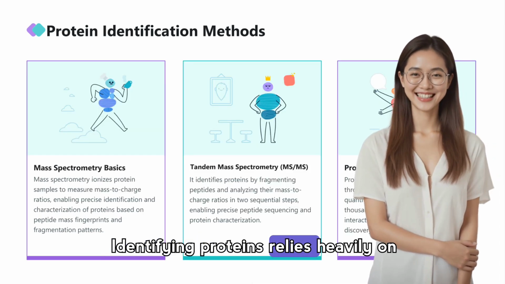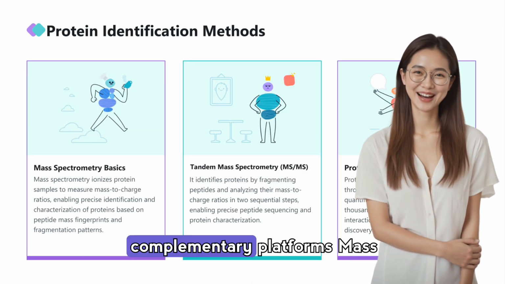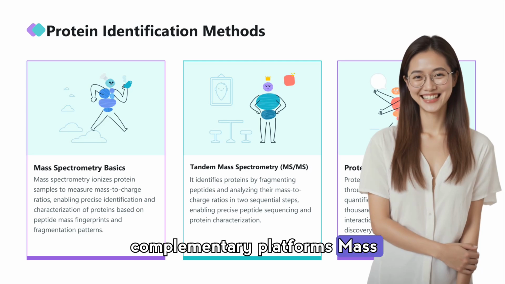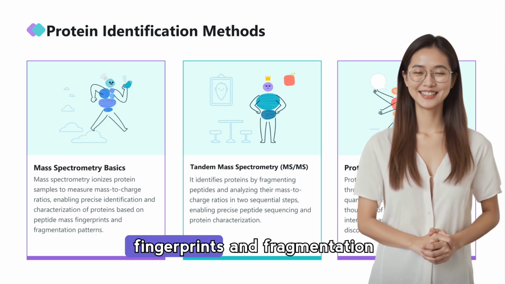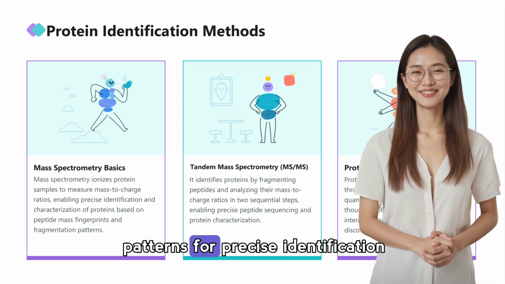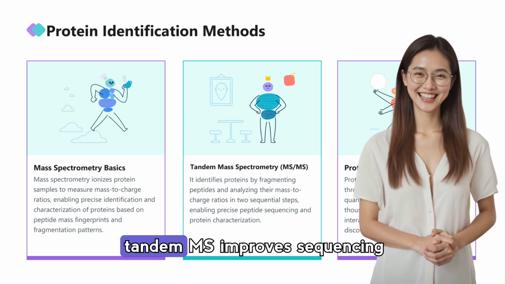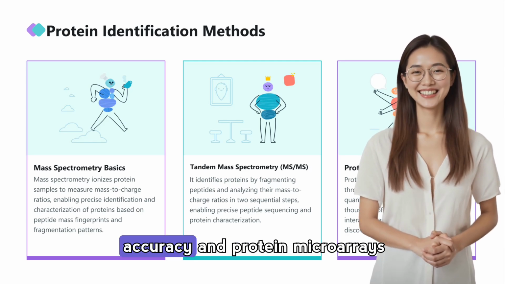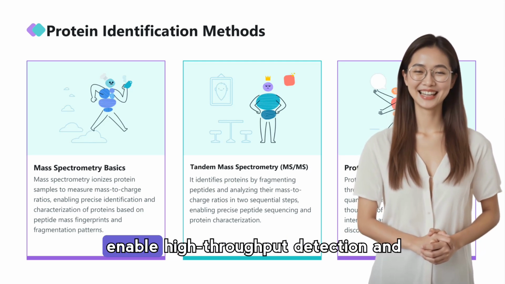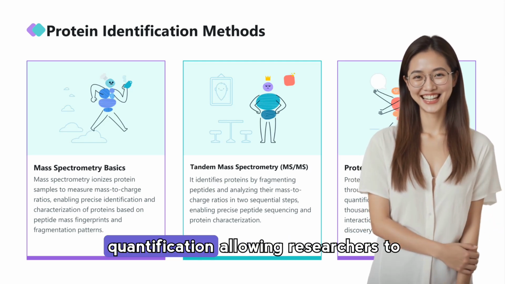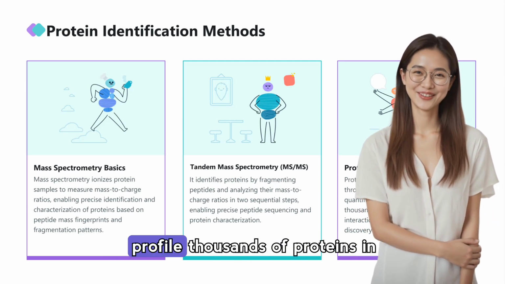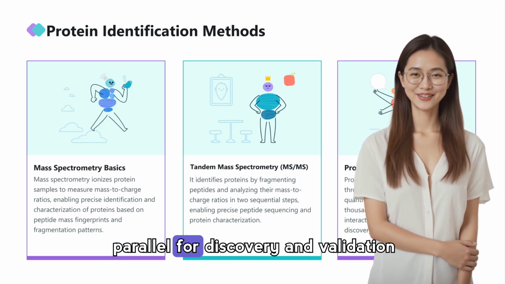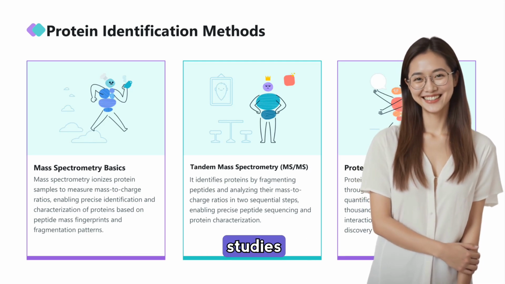Identifying proteins relies heavily on mass spectrometry and complementary platforms. Mass spectrometry provides peptide mass fingerprints and fragmentation patterns for precise identification, tandem MS improves sequencing accuracy, and protein microarrays enable high-throughput detection and quantification, allowing researchers to profile thousands of proteins in parallel for discovery and validation studies.